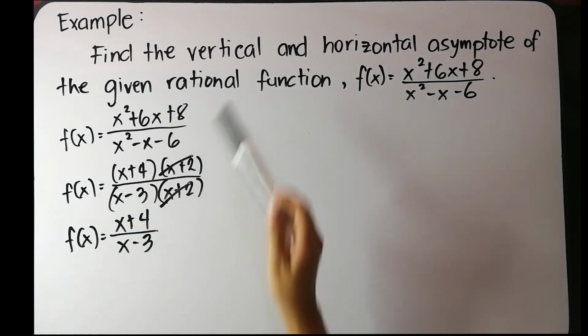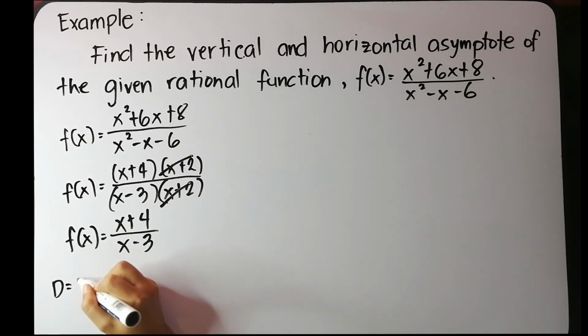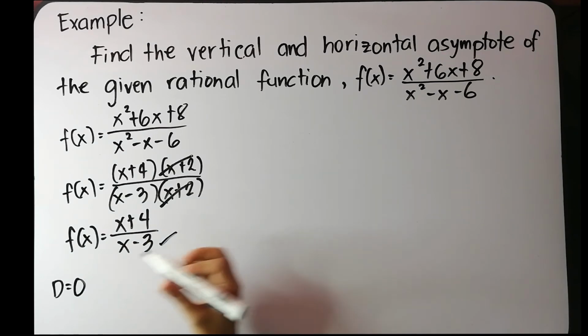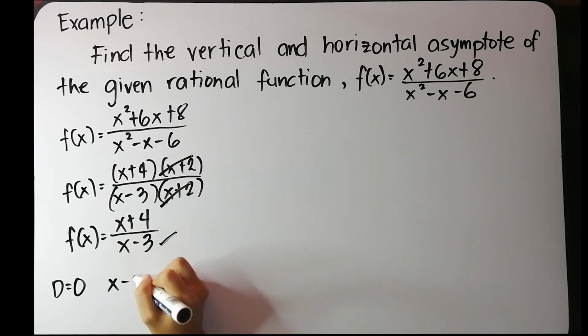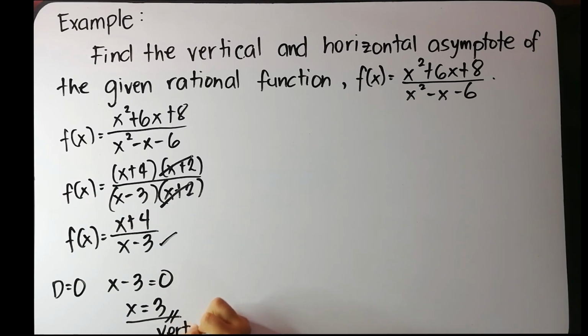So let's now find the vertical asymptote. Again, let's just equate your denominator to 0. So we have x minus 3 equals 0. Then x equals 3, by transposing your negative 3 to the right side, which becomes positive. So this now is your vertical asymptote.